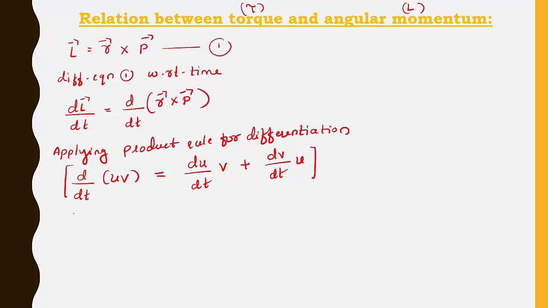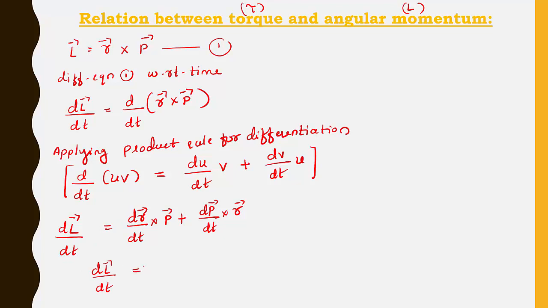So the above equation becomes dL divided by dt on the LHS, keep as it is. D by dt of R cross P, this is product rule. So we can write dR divided by dt into P plus dP divided by dt into R. So we applied product rule here. Then it can be written as dL by dt on LHS, keep as it is, which is equal to dR by dt into P here.